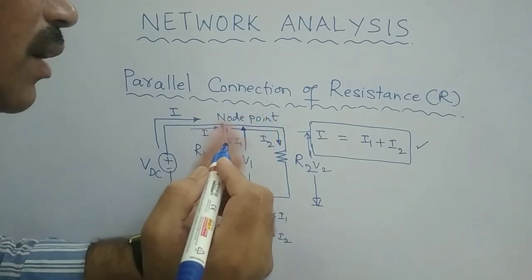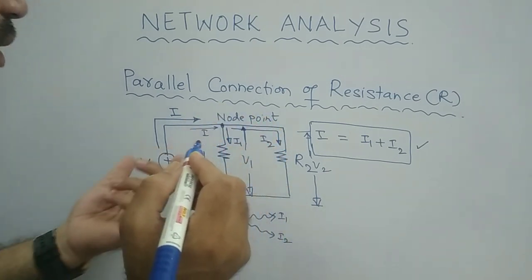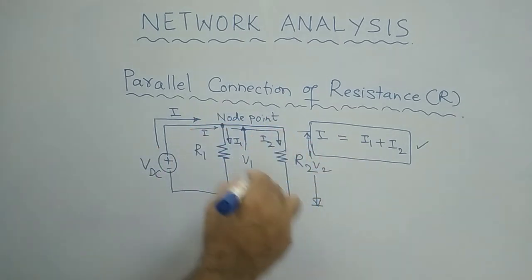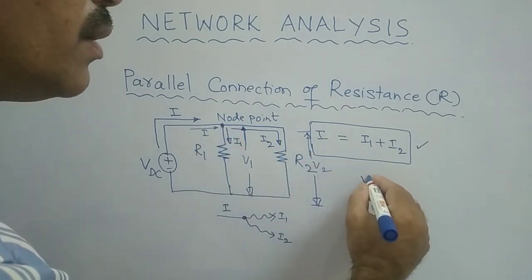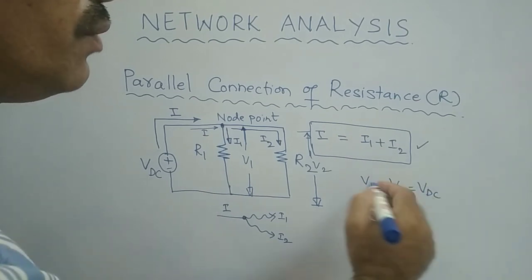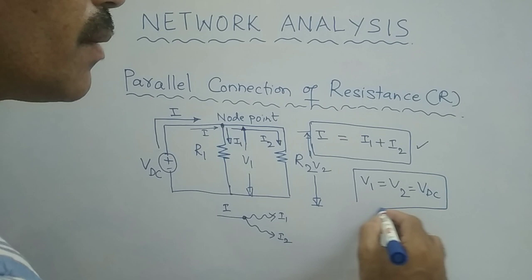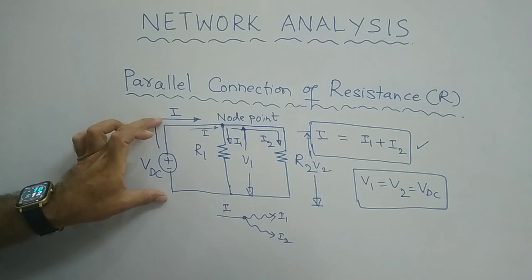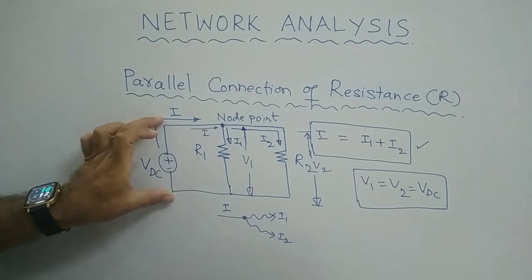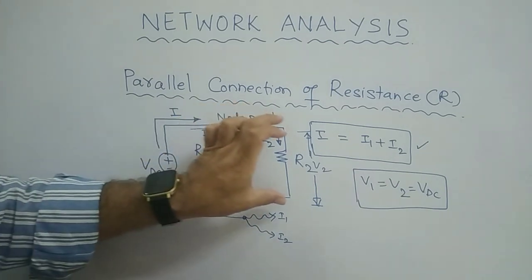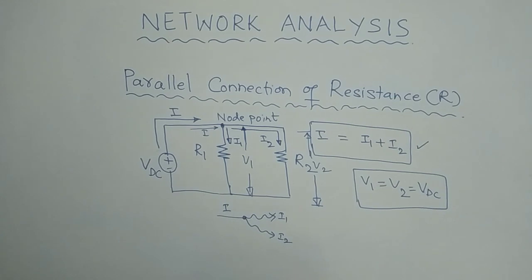Both are in parallel. For this parallel combination, the input is the DC voltage. Remember that whenever the resistors are connected in parallel, V1 is equal to V2 is equal to VDC. Very, very important formula to remember. It means that in the parallel connection, whatever voltage you give as input, the same voltage appears across each resistor. Clear? That is very important to note down.